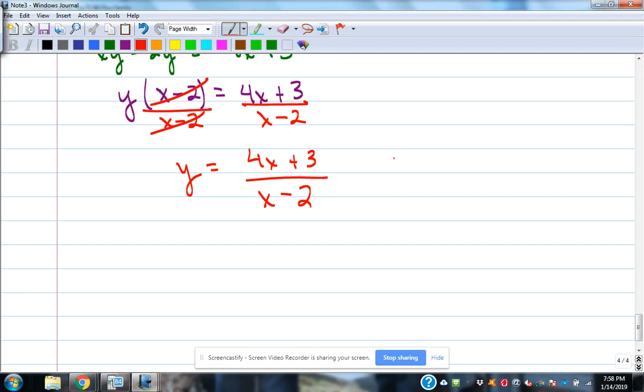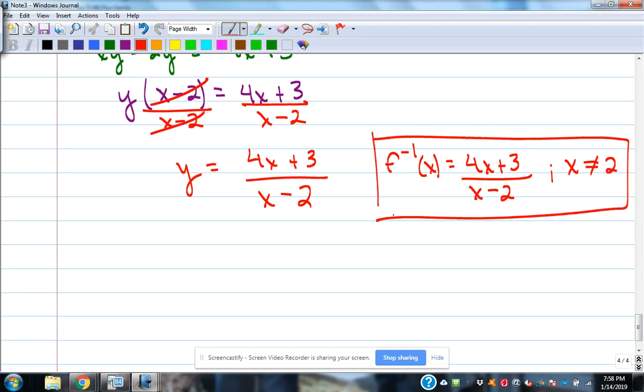The inverse function, f inverse of x, excuse me, is 4x plus 3 over x minus 2. What do I need to tell them about x? That x cannot equal what? Is it negative 2? Positive 2, right? The domain of that inverse function has to tell them that x can't be positive 2, because that would mess up the whole problem if x were positive 2. So that factoring is the trick. Those are the tricky ones. So there's one of those special cases of things that can happen.